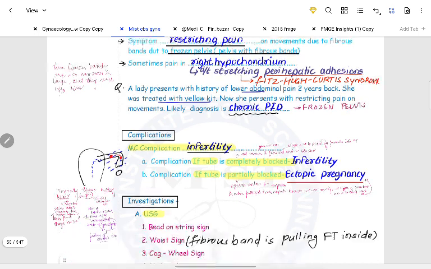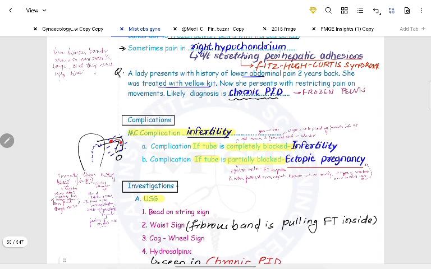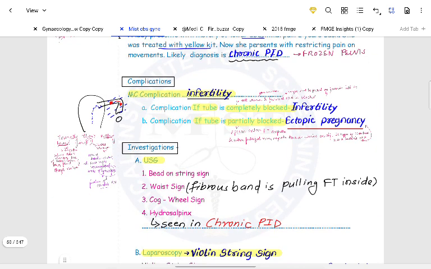The most common complication is infertility, and if the tube is partially blocked, it will be ectopic pregnancy; completely blocked, infertility. Investigations: first we do ultrasonogram. In ultrasonogram we see bead on string sign, and we see waist sign.